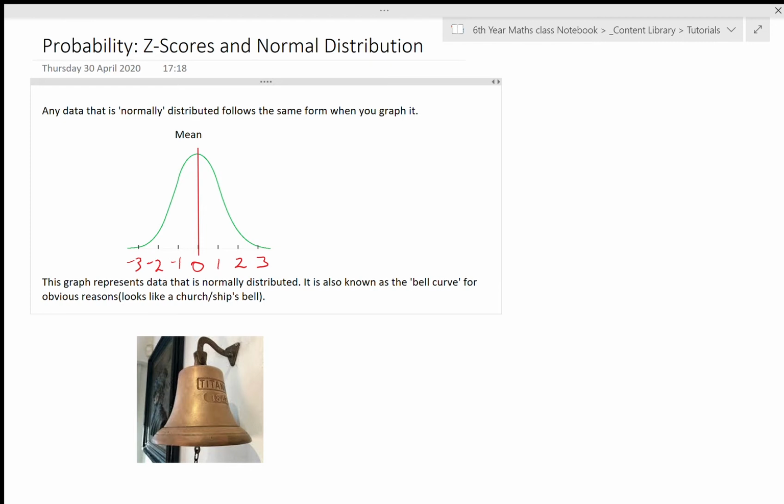Okay, the 1, 2, 3 and the -1, -2, -3: if you move out to the number 1, that is 1 standard deviation away from the mean. 2 means 2 standard deviations away from the mean. 3 is 3 standard deviations, and so on. Okay, so it's symmetrical. You can see it there on either side.